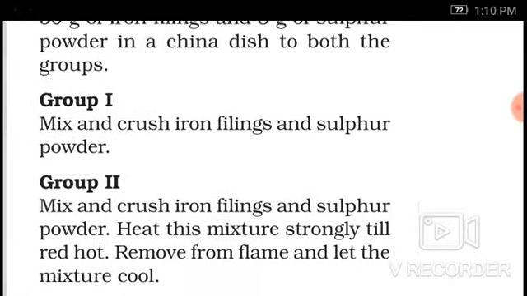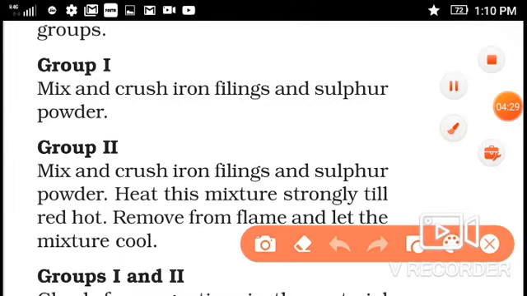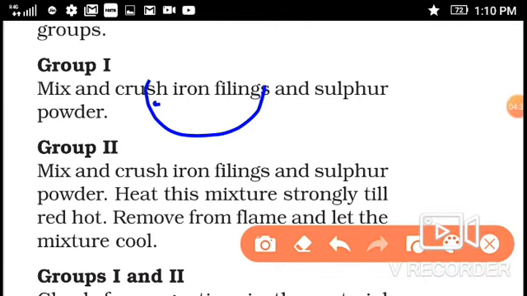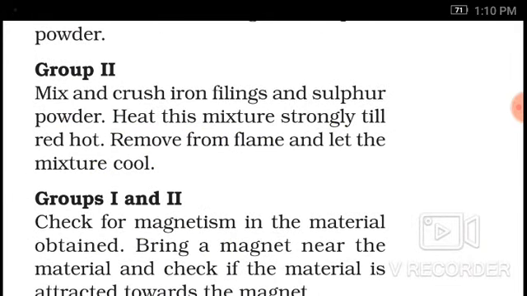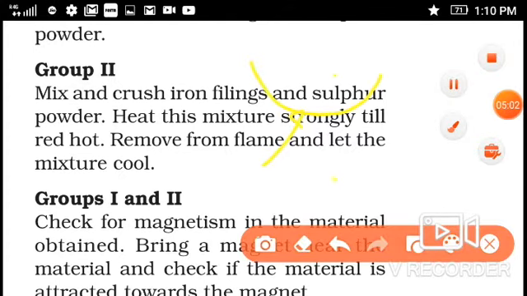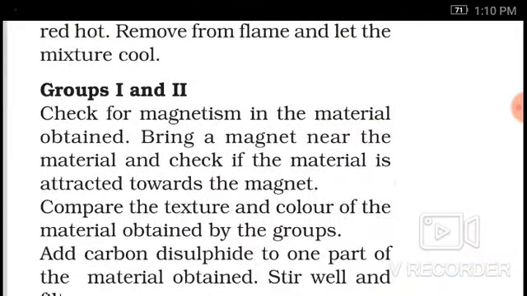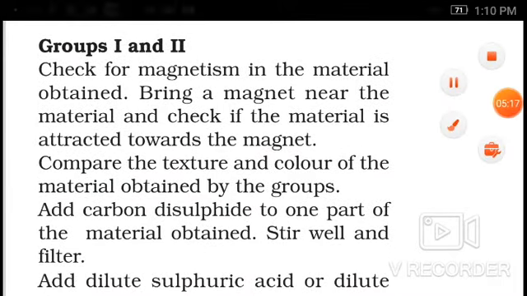Group 1: mix and crush iron filings and sulfur. Group 1 has it like this, suppose this is iron and suppose this is sulfur. Group first, mix and crush iron filings and sulfur powder. But group second, mix and crush iron filings and sulfur powder and heat the mixture till red hot. Remove from flame and let the mixture cool. You will get a compound.